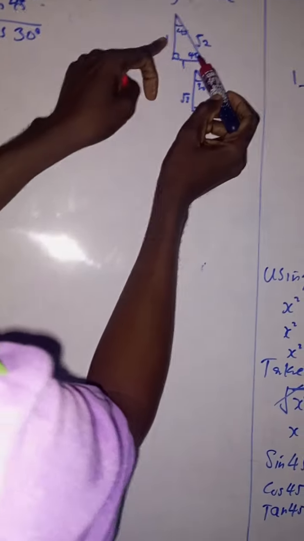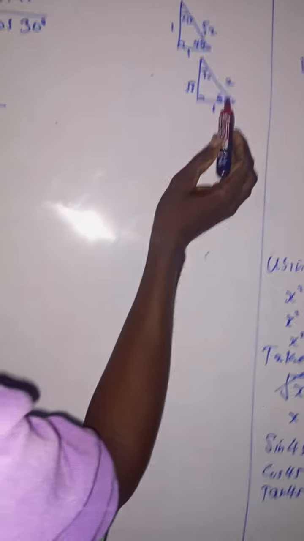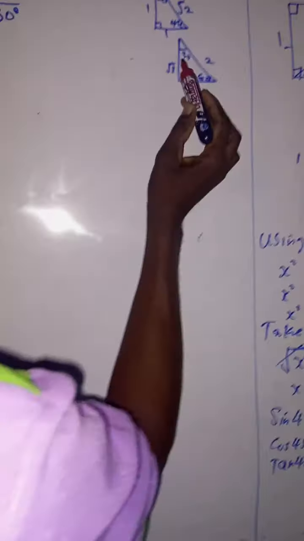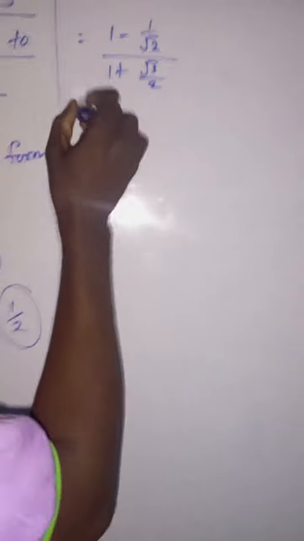So let's move on. We have 1 minus sine 45. Sine 45 is opposite over hypotenuse, which is what? 1 over root 2. Okay? Divided by 1 plus cos 30. Now, cos 30 is adjacent over hypotenuse, which is what? Root 3 over 2.